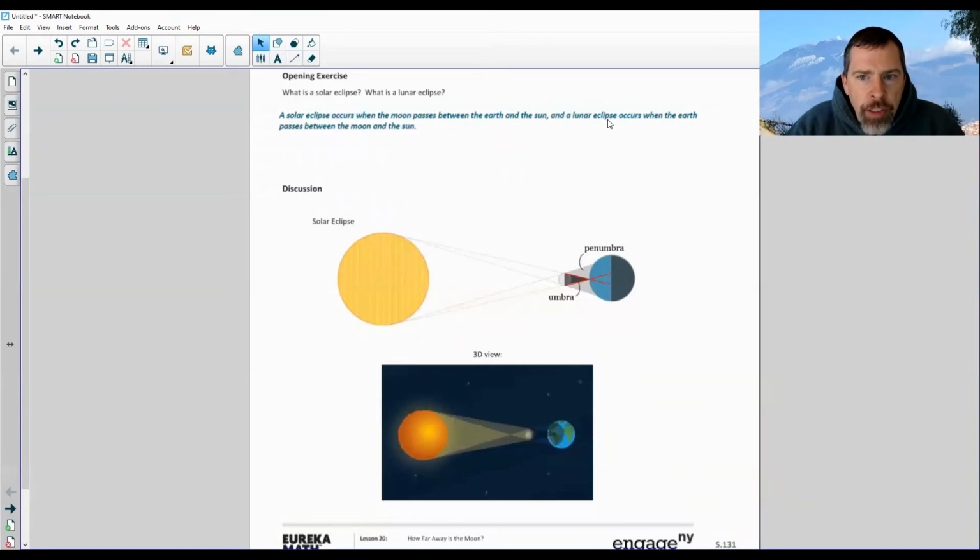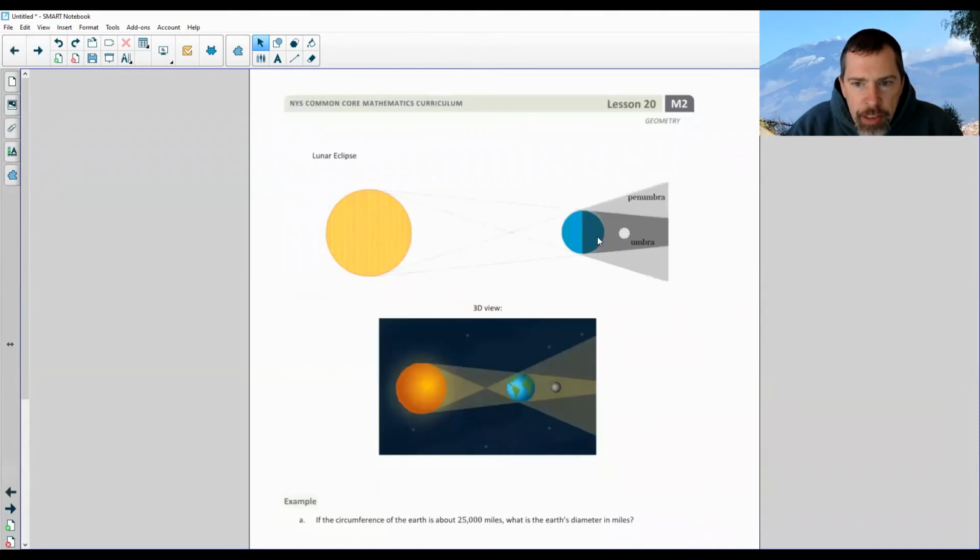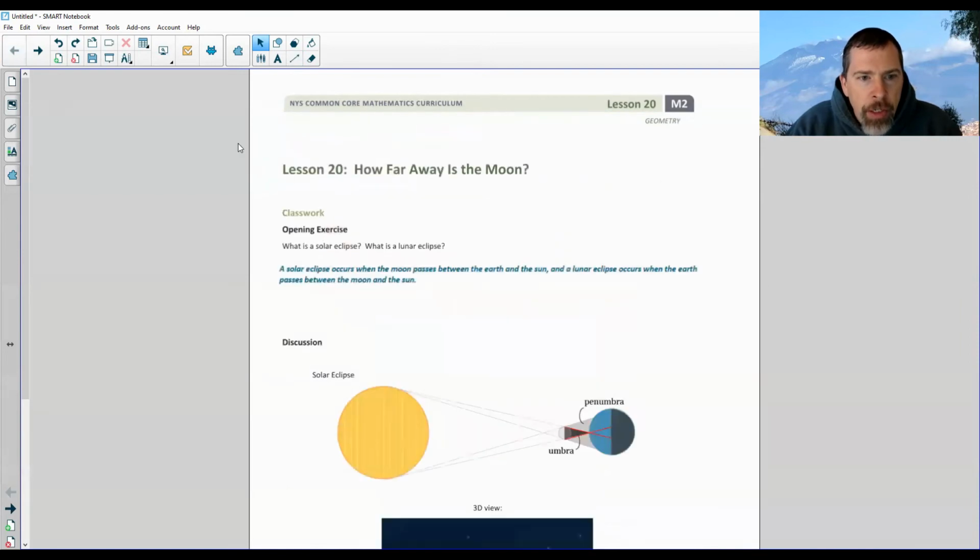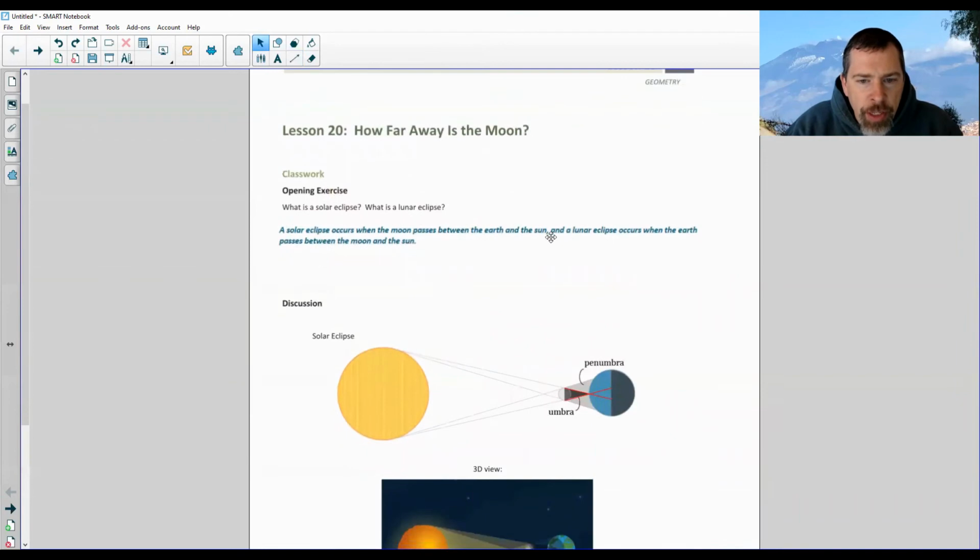A lunar eclipse occurs when the earth passes between the moon and the sun. So take the moon and have it go in its orbit around the earth to this side. And I believe they show a picture of it on the next page. This is where the moon would be for a lunar eclipse. So a solar eclipse occurs when the moon passes between the earth and the sun, and a lunar eclipse occurs when the earth passes between the moon and the sun.